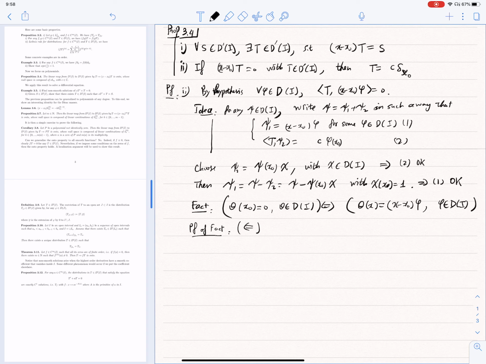If a function can be factorized as a linear function times a smooth function, a test function, then when we plug in the value x naught, we have automatically 0. The other direction: when we have theta takes the value 0 at x naught, then we can define phi to be theta of x over x minus x naught.